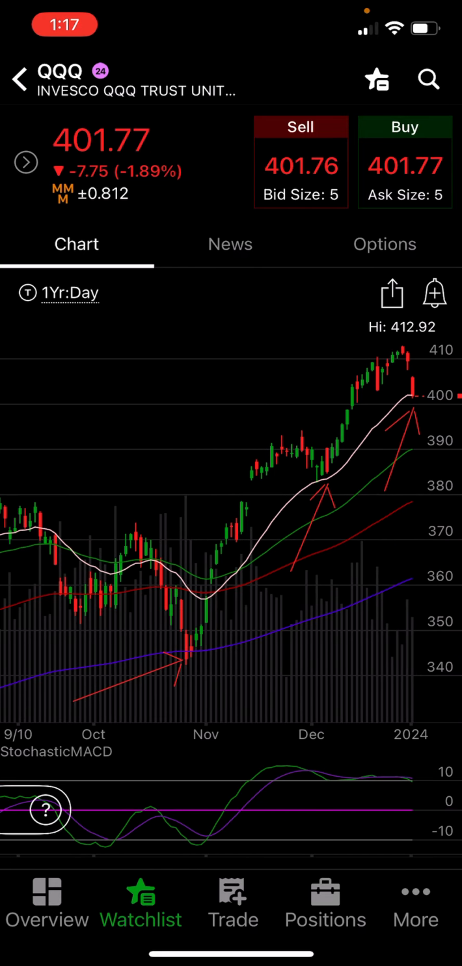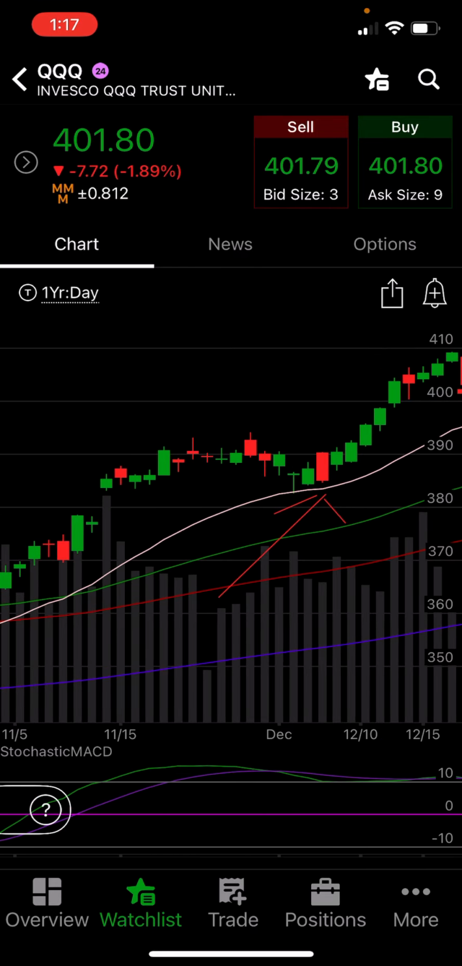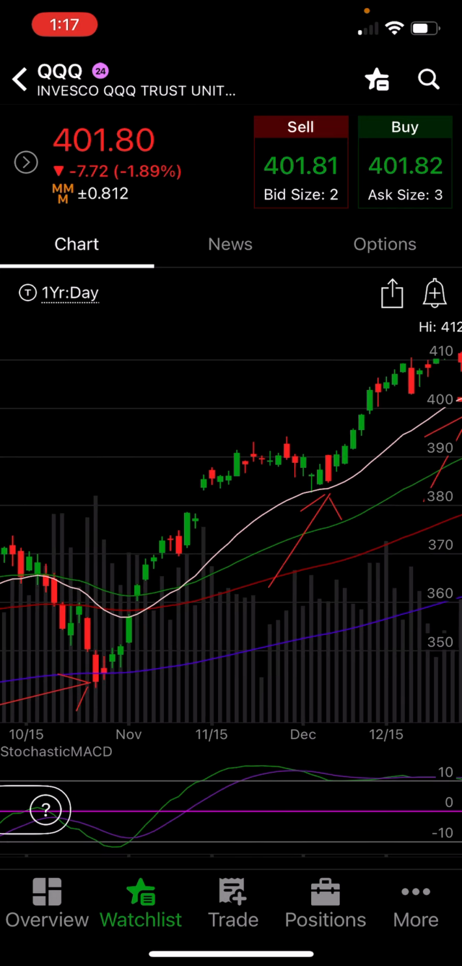Now I want to show you something else. We came back to this level here in early December. And what do we see here? We have the 20 EMA acting as support. It held it. As you see, the candles are above it, and then we went up from there. Now, this is not always guaranteed, but the odds are in your favor by using EMAs.